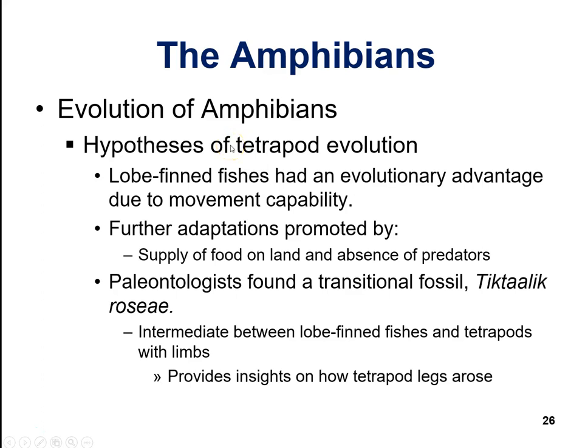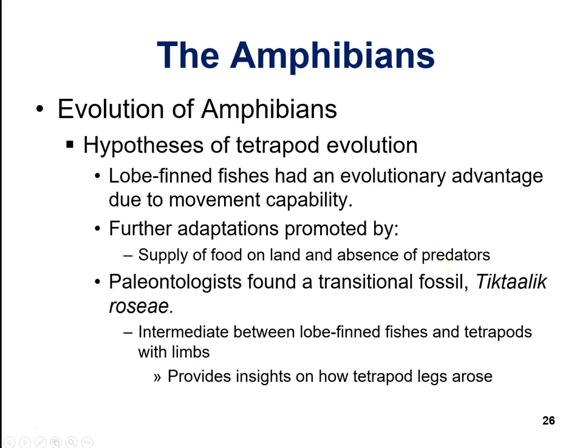Okay, so here's what I was talking to you about with these lobe fin fishes and the evolution of amphibians. This is a hypothesis of tetrapod evolution, moving from an aquatic animal that doesn't have any limbs to an amphibian that has 4 limbs, okay? These lobe fin fishes could potentially support themselves with those fleshy lobed fins. It says further adaptations were promoted by supply of food on land and absence of predators, right?